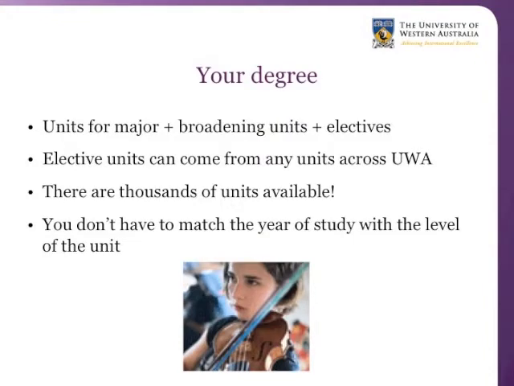In short, your degree is made up of units for your major, broadening units, and electives. Elective units can be units from any discipline across the university. There are thousands of units available, so do some research and find out what's out there. You don't have to match the year of study with the level of the unit. For example, you don't have to complete level 1 units only in your first year. You don't have to complete level 2 units only in your second year of study. You can complete a unit of any level as long as you meet the prerequisites.